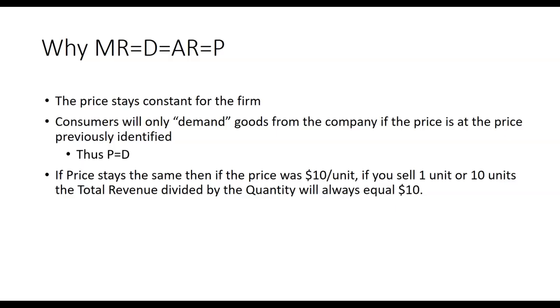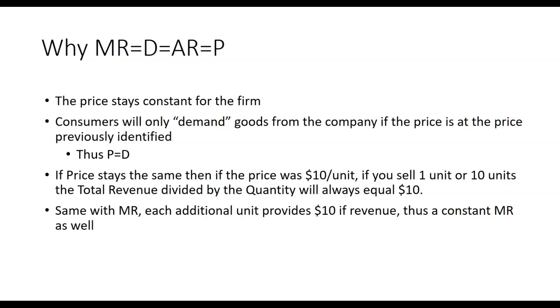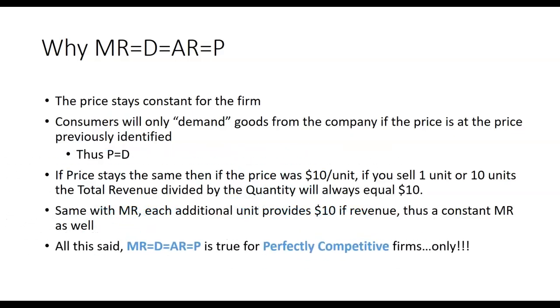If the price stays the same, then if the price was $10 per unit and you sell 1 unit or 10 units, the total revenue divided by the quantity will always equal 10. Hence, price always equals the average revenue. The same is true with the marginal revenue. When I sold my first unit, I sold it for $10. When I sell my second unit, I get an additional revenue of $10. If I sell a third unit, I have a total revenue of $30, which means I've added $10 to my marginal revenue.